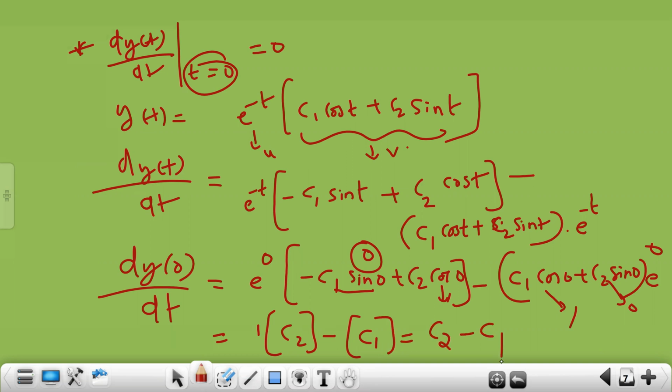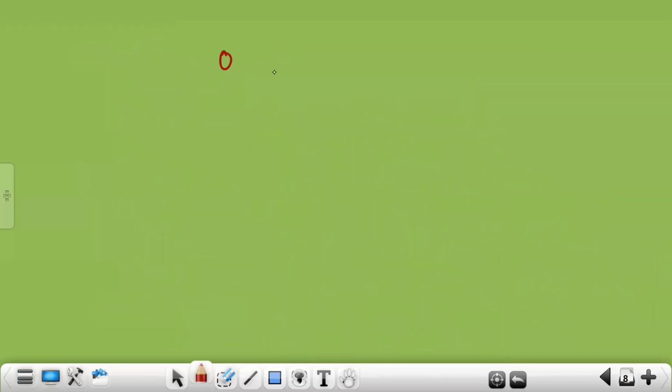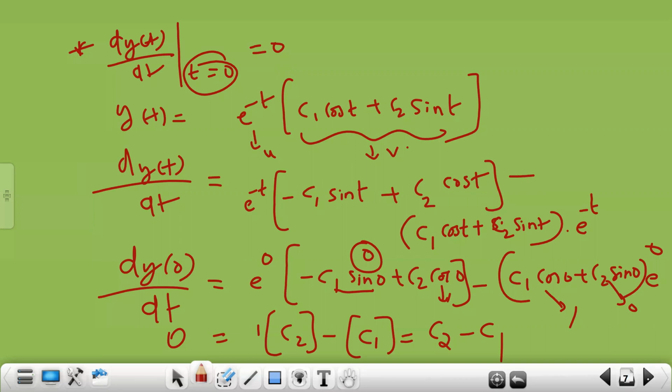C2 minus C1. And on the left side you have 0, because it is given that the initial condition is 0. So 0 is equal to C2 minus C1. And we already found the value of C1. C1 was 1. So C2 is equal to 1.